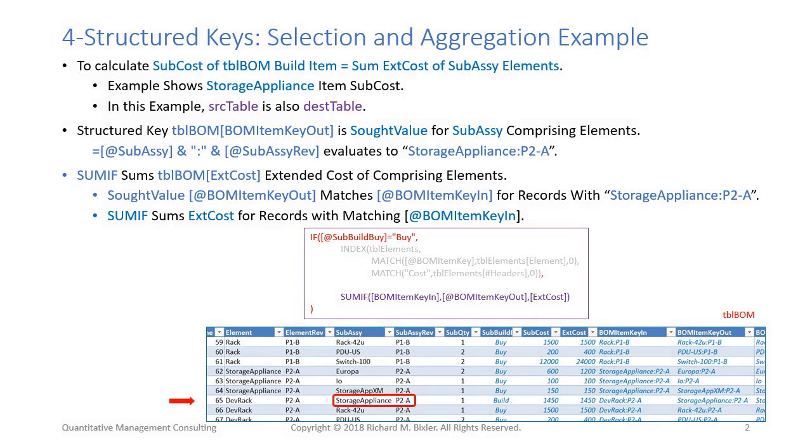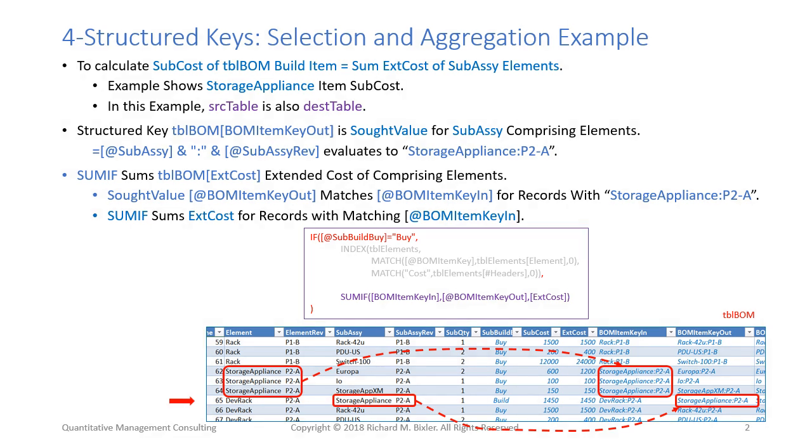The question to be answered is, what's the cost of that storage appliance P2A assembly? The quick answer preview: the subassembly calculates its own cost by adding up the cost of all items needed to build itself. Now, how is that done? The BOM table has all the information we need without needing a database join, so let's do that.